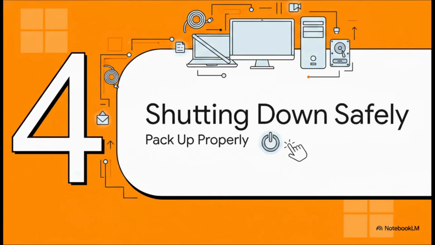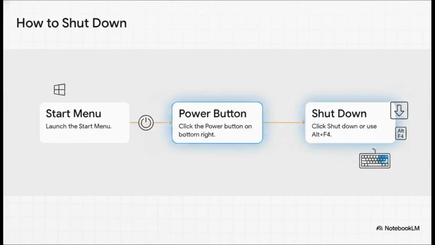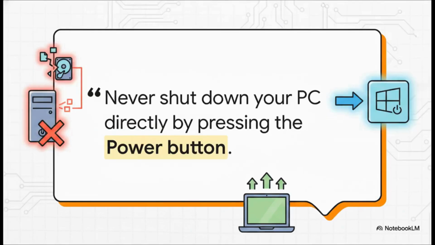Next up, Section 4, shutting down safely. When you're wrapping up for the day, you've got to pack up properly. It's a simple 3-step process. Click the Start menu, hit the power button on the bottom right, and select Shutdown. Or, if you want to look like a total power user, just press Alt plus F4, pick Shutdown from the drop-down list and hit Enter. Boom. Done safely.